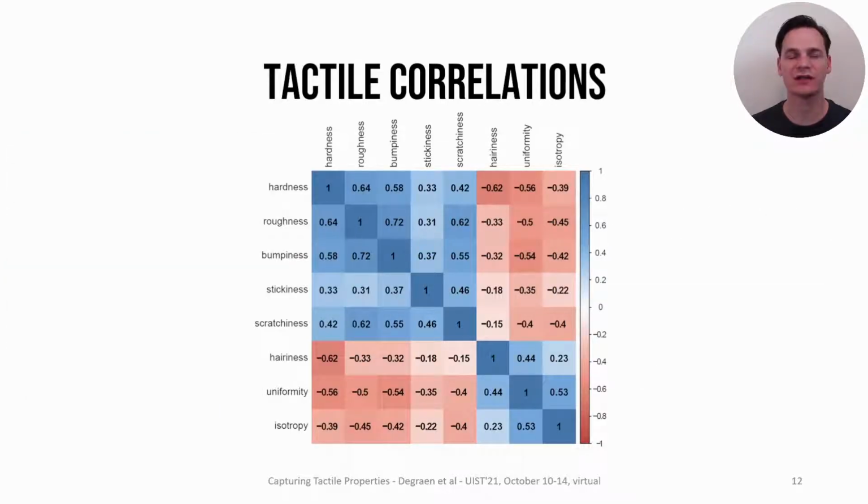Using a correlation analysis, we could then clearly see that there were 2 clusters of perceptions that were correlated with each other. While hardness, roughness, bumpiness, stickiness, and scratchiness were positively correlated with each other, they showed a significant inverse correlation to hairiness, uniformity, and isotropy.